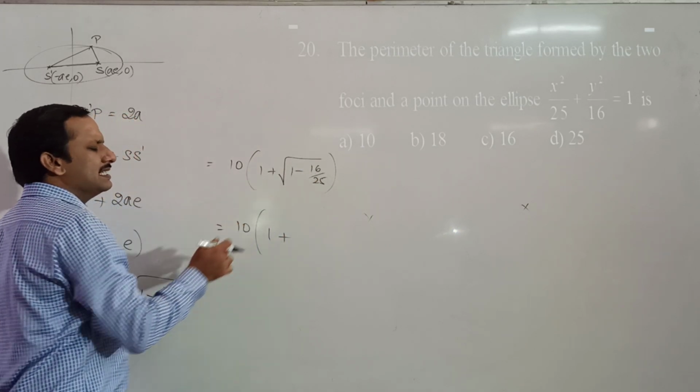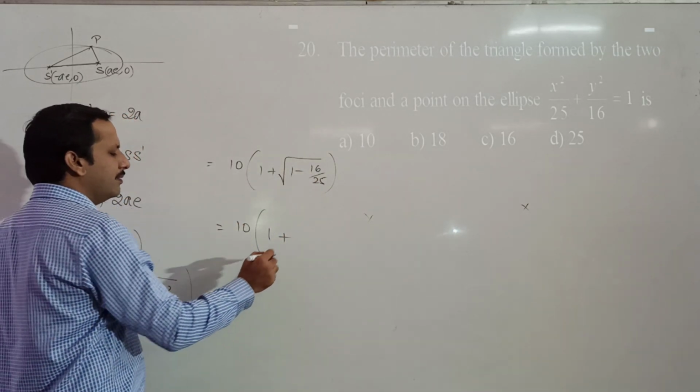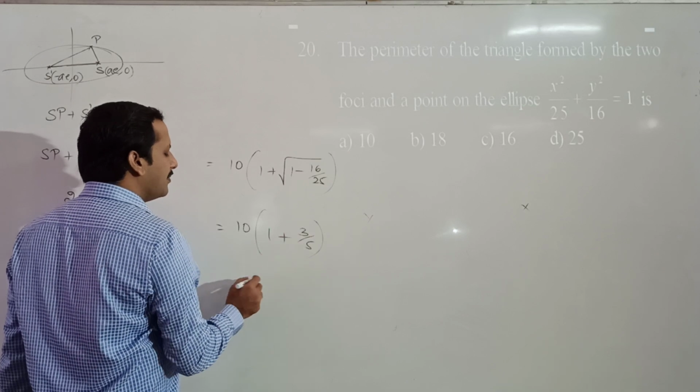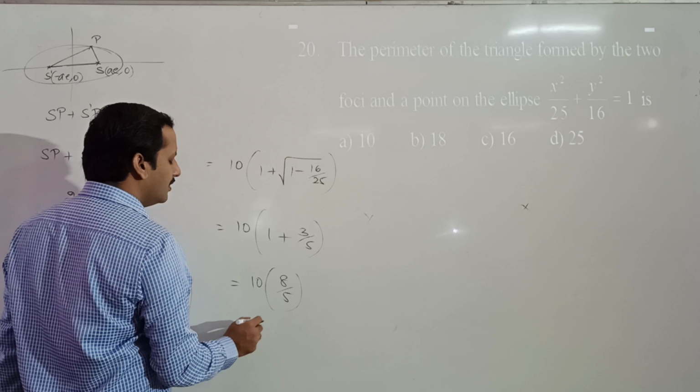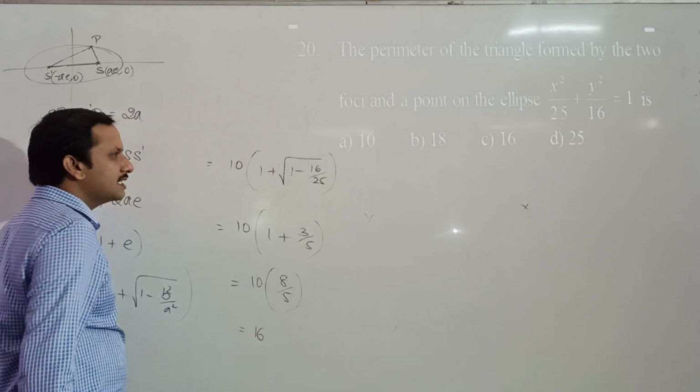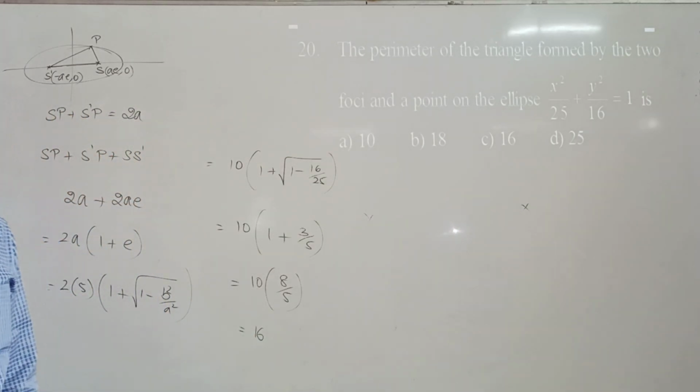1 plus 25 minus 16, 9 by 25, root of 9 by 25 is 3 by 5, so you get 10 into 8 by 5, 2 into 8, 16 is the answer. Option C.